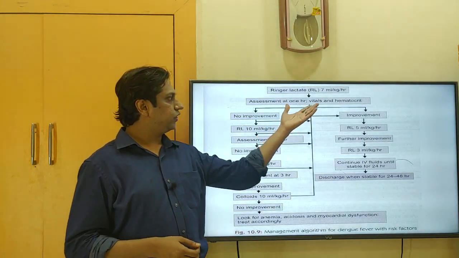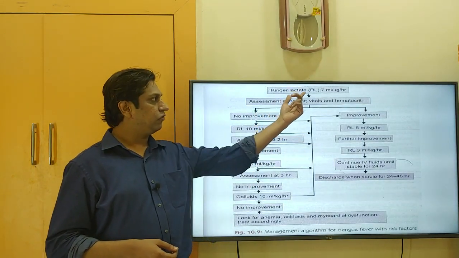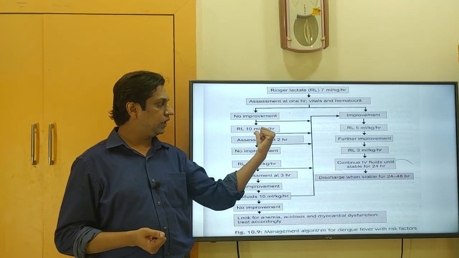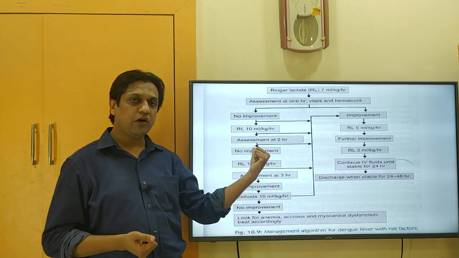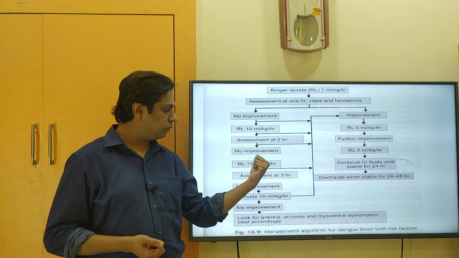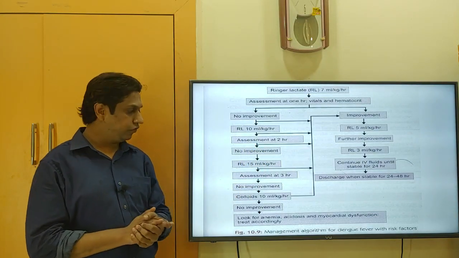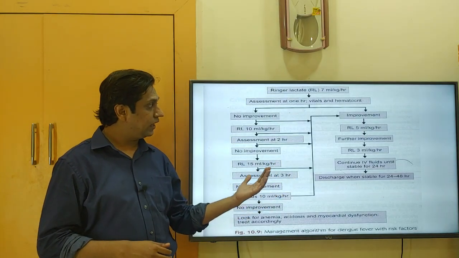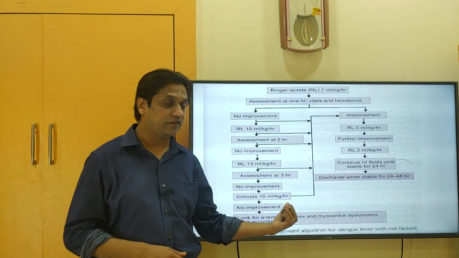But if there is no improvement, then we have to gradually increase the dose of the fluids, that is RL from 7 to 10 ml per kg. Then again we have to assess after 2 hours. If there is further no improvement, then we can increase the dose to 15 ml. Then again assess at 3 hours. Further, if there is no improvement, then instead of crystalloids we can give colloids.